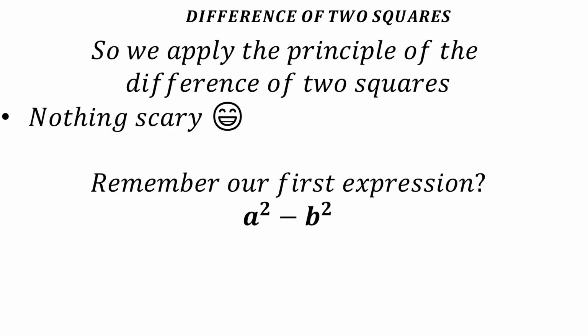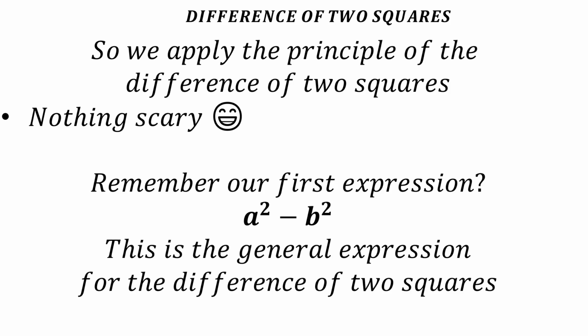If you remember our first expression, which is a squared minus b squared, this is just a general expression for the difference of two squares. It could be x squared minus y squared, or f squared minus h squared. It doesn't really matter, just that we usually use a and b to represent the two numbers.